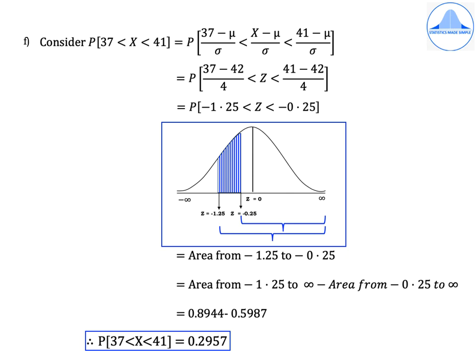And from the tables, you'll get the probabilities as 0.8944 minus 0.5987. And on simplification, you'll get probability of 37 less than x less than 41 is 0.2957.